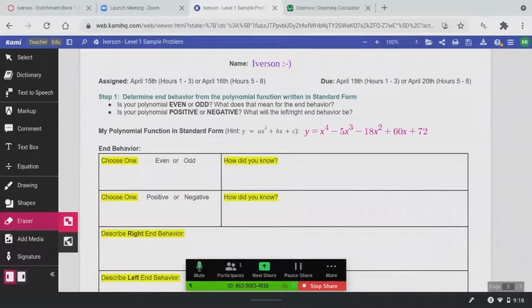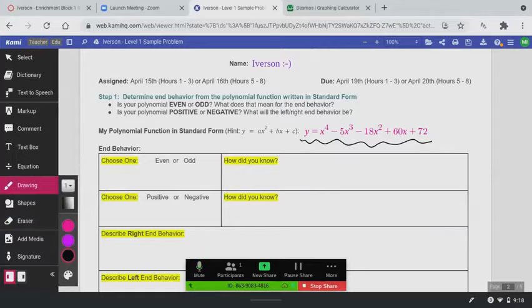I am here to walk through a level 1 polynomial with you for the 3.6 summative project. So, as you can see, I have written my polynomial right here. The first thing that I'm going to do according to step 1 is determine my end behavior when my polynomial is written in standard form. In order to do that, I need to look at a couple of different things.